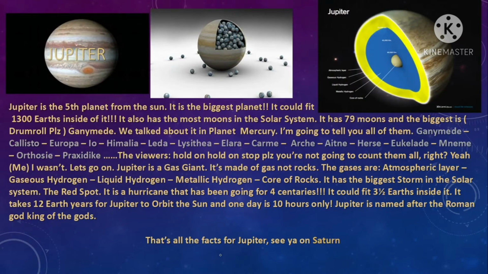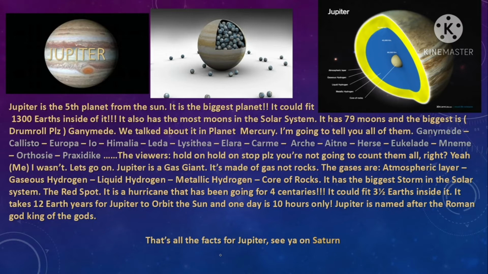Okay? Jupiter is the fifth planet from the Sun. It is the biggest planet. It could fit 1,300 Earths inside of it. It also has the most moons in the solar system. It has 79 moons, and the biggest is, drumroll please, Ganymede. We talked about it in planet Mercury, and I am going to tell you all of them.